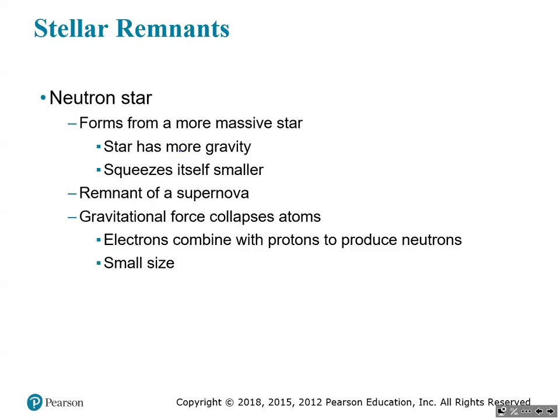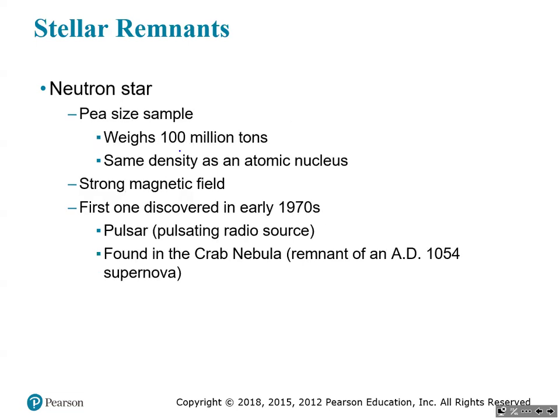You don't get the explosion you get with a white dwarf collapsing, because in a neutron star, this core is made of iron, and so you don't get any energy out of fusing iron. So you just get the whole thing turned into one giant nucleus, effectively. A pea-sized sample of a neutron star would weigh 100 million tons, because it has roughly the same density as an atomic nucleus. You could actually figure out reasonable numbers for real neutron stars by assuming they have the same density as a regular atomic nucleus. It has a strong magnetic field, and the first one was discovered in the 1970s.